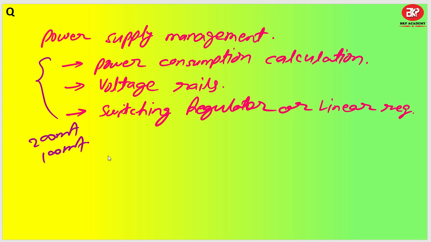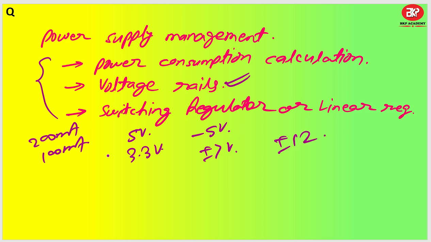Then voltage rails, whether it is going to be 5 volt or 3.3 volt, or what are the different voltage levels that you are going to use in your system. Let's say -5 volt is maybe needed, or maybe there will be a need of ±7 volt or ±12 volt. What is the need? Here we will be needing only 5 volt and 3.3 volt. To bias one op amp we need -5 volt as well, that we'll see later on.